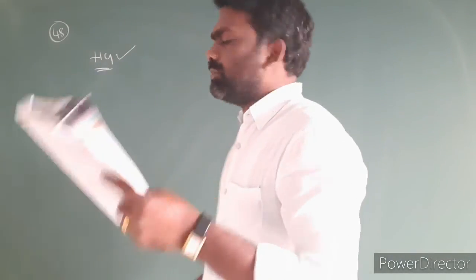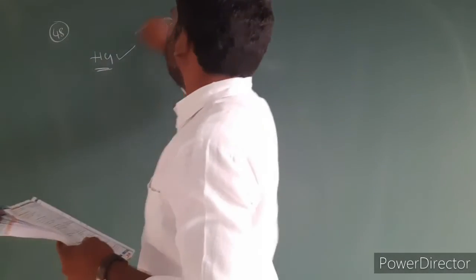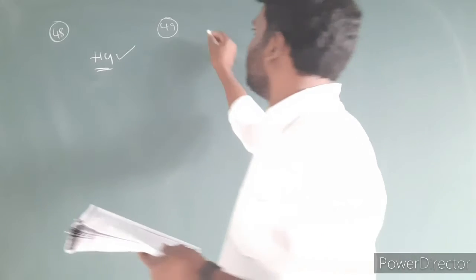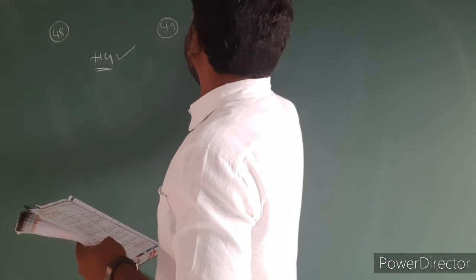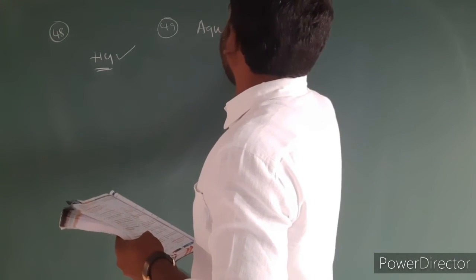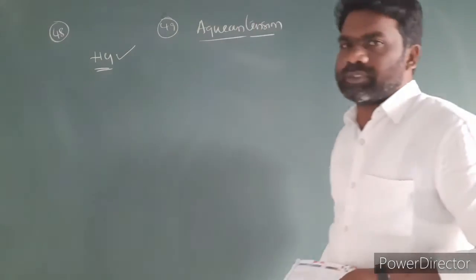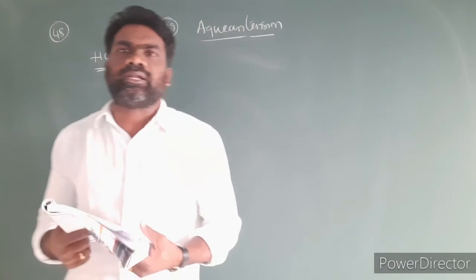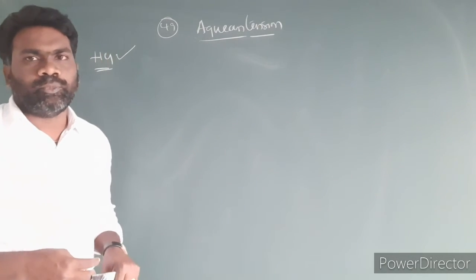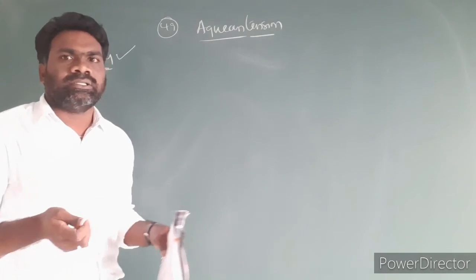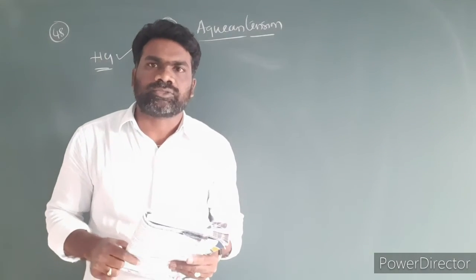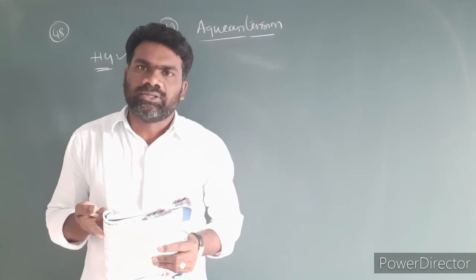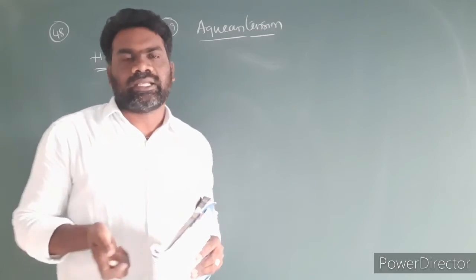And look at question number 49. Aqueous tension is very high at which temperature? What is the meaning of aqueous tension? Generally, gases are collected over water, so they are moist. The gases contain some amount of water, so the water also exerts pressure. The moist gas consists of water vapor in addition to the dry gas.